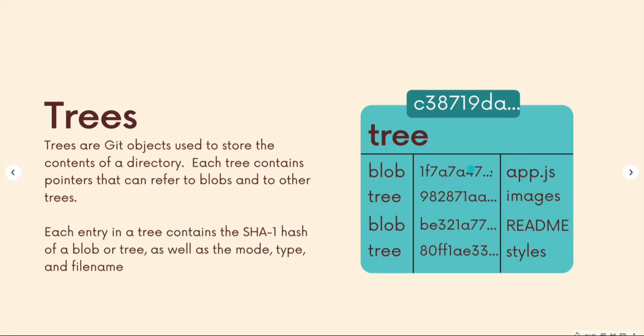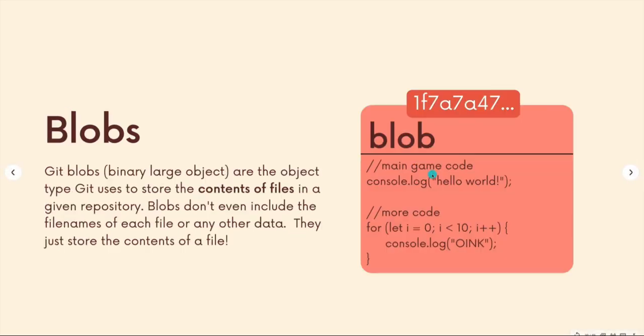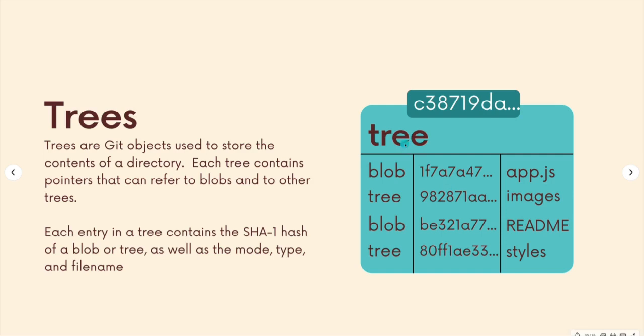Each entry in a tree, you can visualize it like this, contains the type. Is it a blob or a tree? Those are the two things that a tree can reference. And then for each entry, we've got the hash. So this is not the commit hash. This is a blob hash in this case. We saw a blob like this one, 1F7. It's the contents of some file. Well, here's a tree, and it references that blob, 1F7, and it gives it a name, app.js.